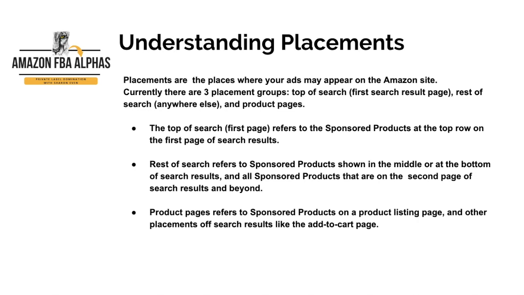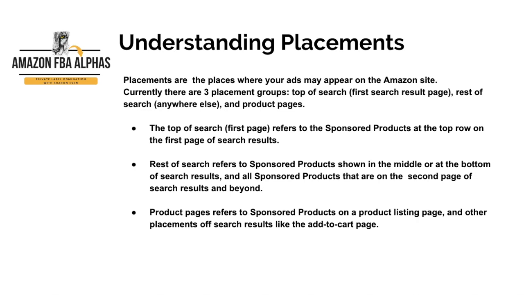So understanding placements. Placements are the places where your ads may appear on the Amazon site. Currently, there's 3 placement groups. Top of search, which is the first search results on page 1. The rest of search, which is everywhere else apart from page 1.